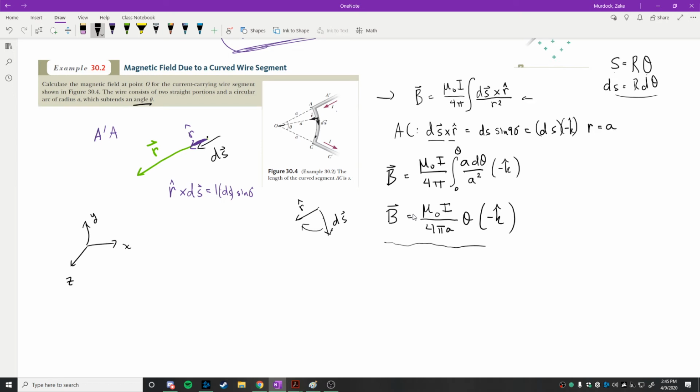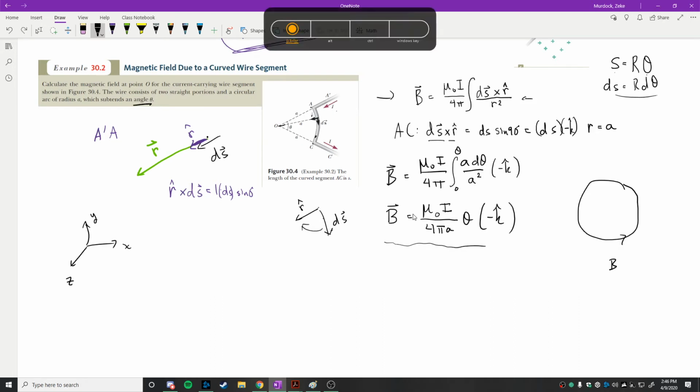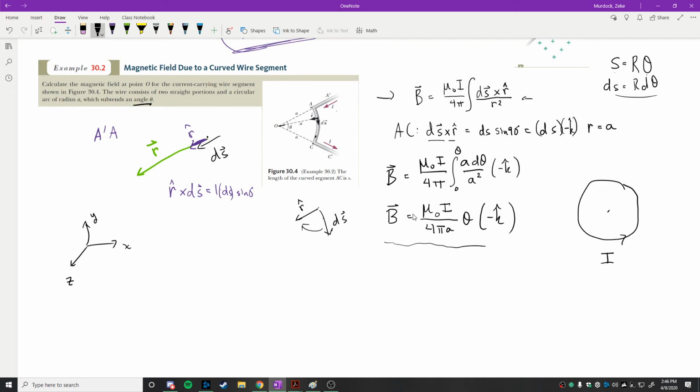So what if it's a circle? What if you have a loop? I have a loop of current, I, and I go to the center of the circle right here, and I want to say, what's the magnetic field right here at the center equal to?